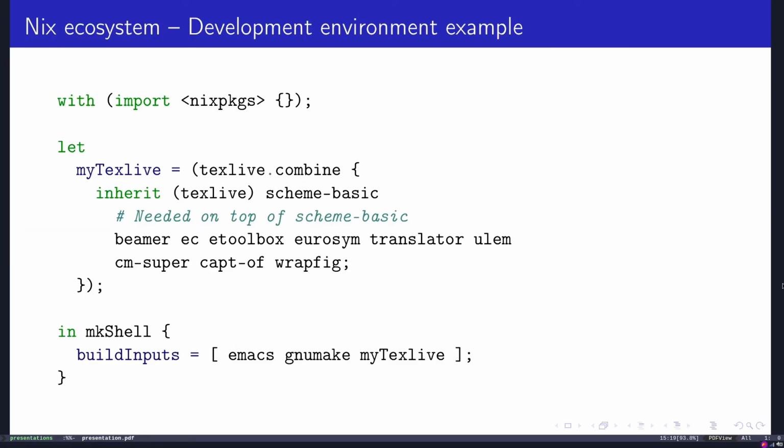So what I do is I define a custom LaTeX environment, because if you download a full LaTeX, it's huge, about a gigabyte or something to download. I don't need that, because I don't need all the languages. So I define what I need, and I get exactly that, and I can just enter the directory, get my LaTeX environment, and build my presentation.